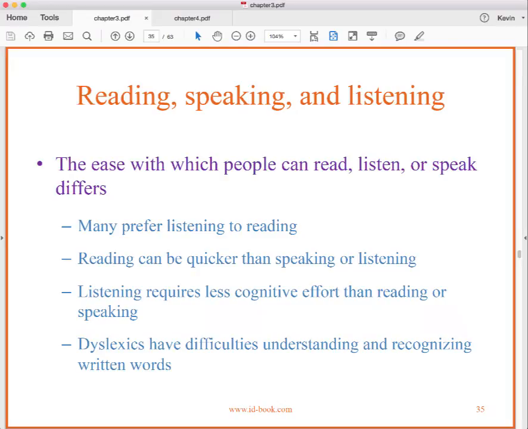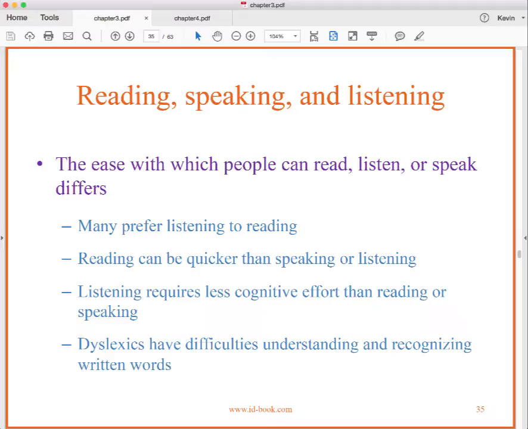So let's talk about stuff like that. Let's talk about reading, speaking, and listening. The ease with which people can read, listen, or speak differs. So they differ from individual to individual, and then the relative strength of the skills can be different within the same individual. So lots of variability here. So many people prefer listening to reading.